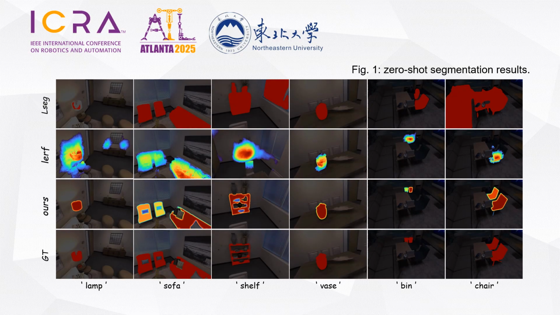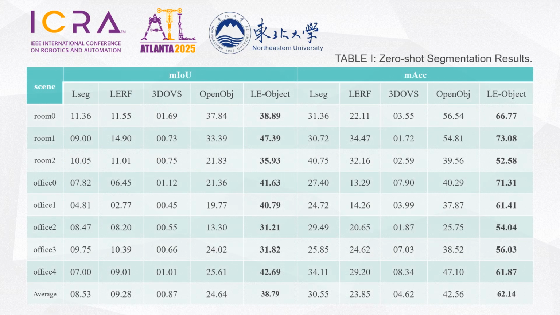Based on the experimental results shown in Figure 1 and Table 1, we compared the performance of several 3D open vocabulary segmentation methods, including LSeg, LERF, 3DOVS, and LaObject. LaObject combines the strengths of object-level segmentation and CLIP encoding, significantly improving object recognition and segmentation detail handling. The mIoU and mAcc metrics in Table 1 clearly demonstrate that LaObject delivers superior results in most scenes.